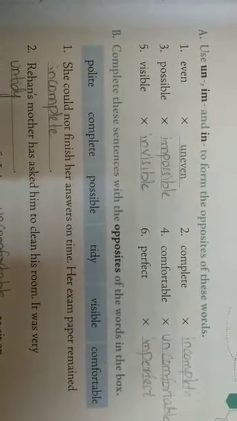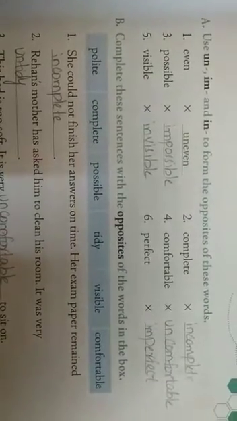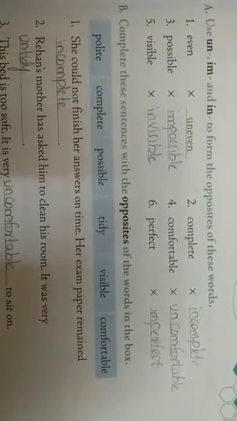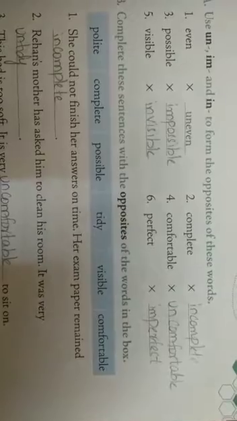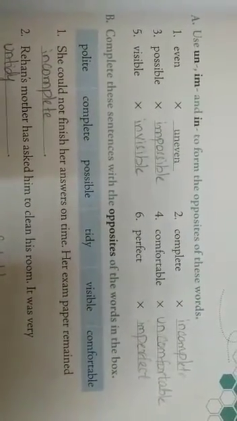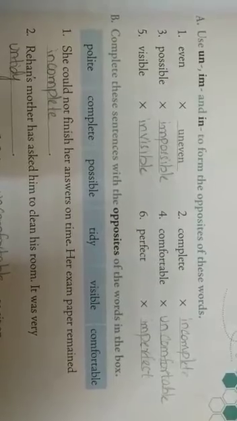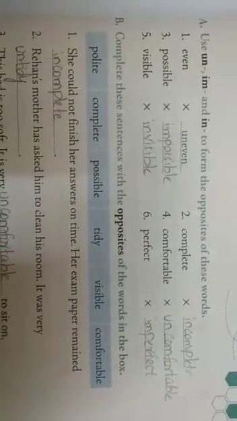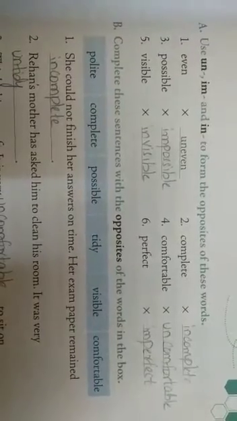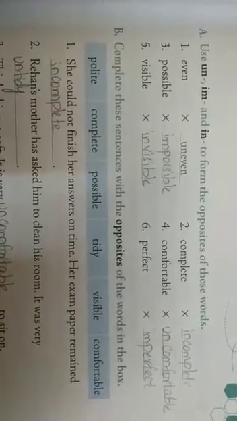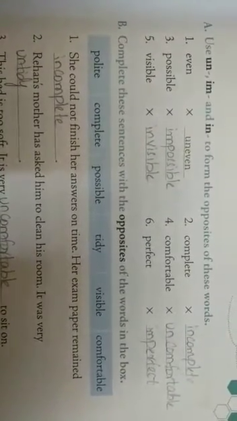First one, even. Opposite is uneven. Second one, complete. I am adding in. Incomplete. Third one, possible. I am adding im. So here are some of the words where we need to add un, im and in. We cannot add in place of im as un or in. Possible, impossible.